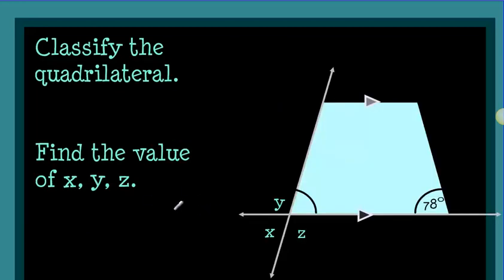Okay, last one we're going to do together. Classify this quadrilateral. Now we don't have to look at all these lines coming out from it, just the shape itself. You guessed it, again, this is a trapezoid. It has parallel lines here. So this is also a trapezoid.